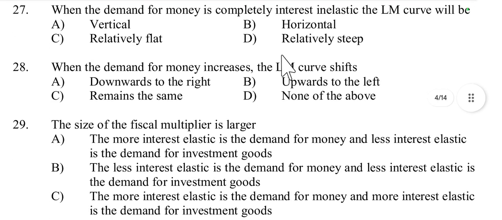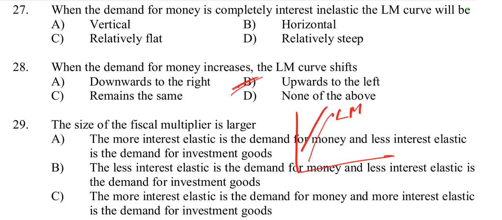Then question number 28. When the demand for money increases, the LM curve shifts downward to the right, upward to the left, or remains the same. When the demand for money increases, the LM curve shifts upward to the left, because an increase in money demand, holding money supply constant, causes the interest rate to rise at each income level, so shifting the LM curve upward, or we can say leftward. So option B is the right answer.